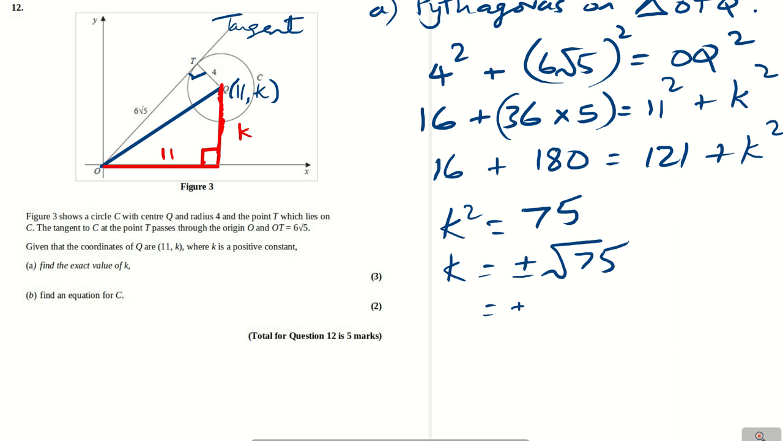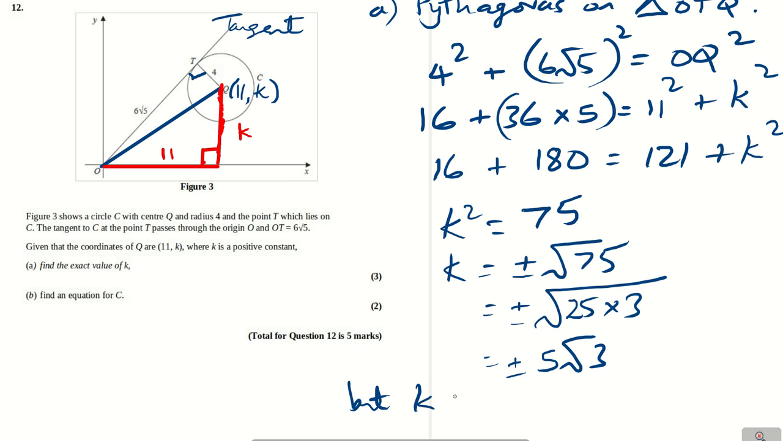Well, 75 is 25 times 3, but root 25 is 5. So it's plus or minus 5 root 3, but we know that k has got to be bigger than 0 because it tells us it's positive. So therefore k equals 5 root 3, and that's what it means when it says it wants the exact value. It doesn't want it written as a decimal, it wants it kept as a surd.